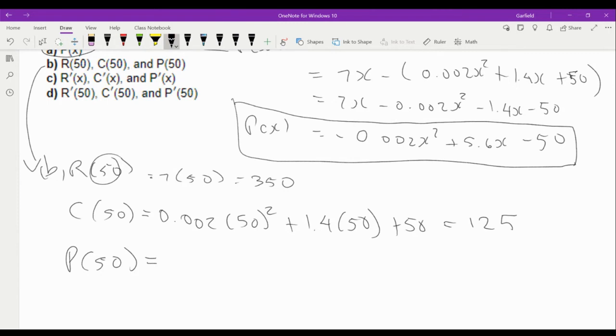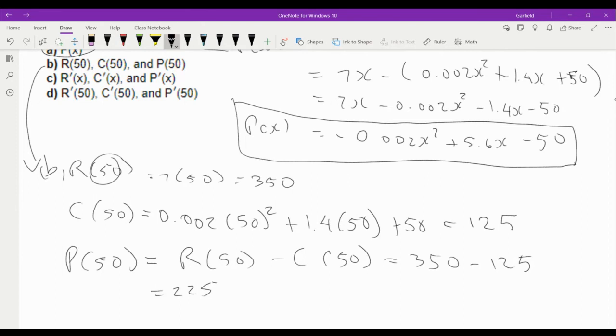Or John has a brilliant idea. Just subtract the two numbers that we already have, right? He wrote it in the chat box. He just says take R of 50 minus C of 50. Since we already did that, right? Oh, yeah. It was a lot less work. So that's 225.